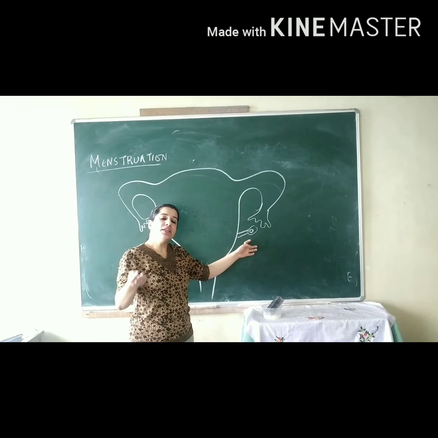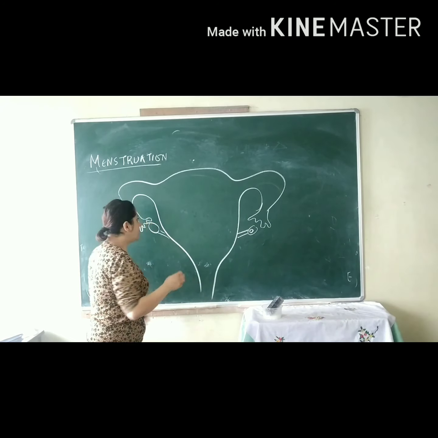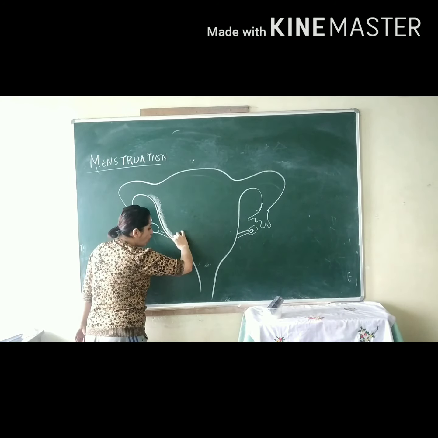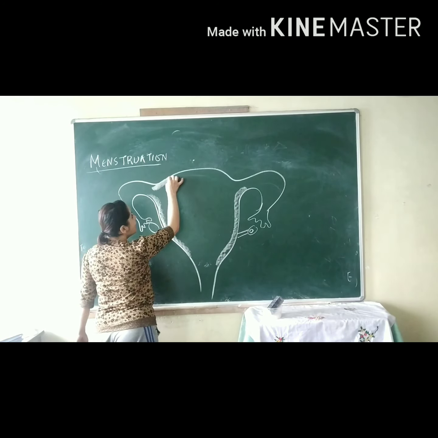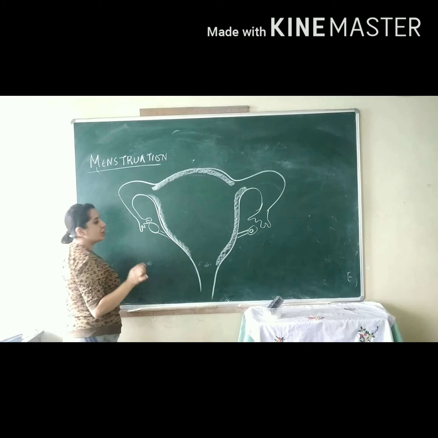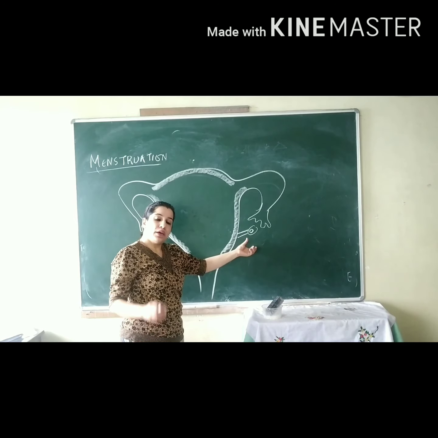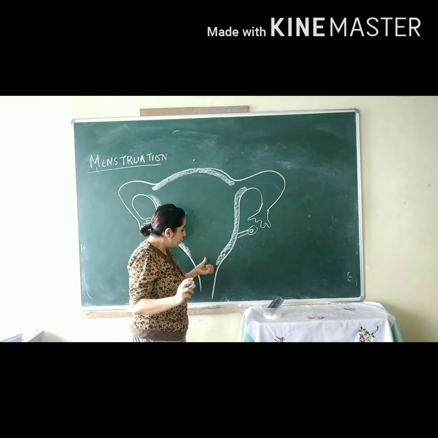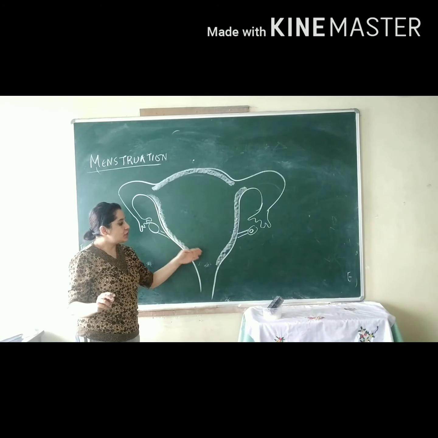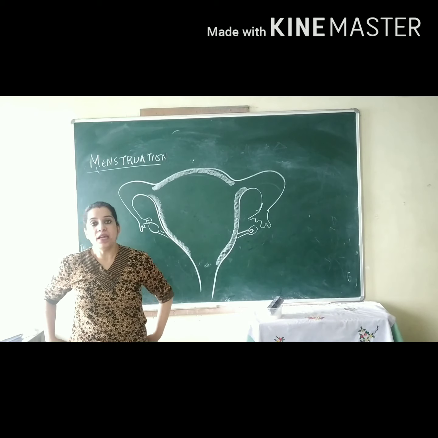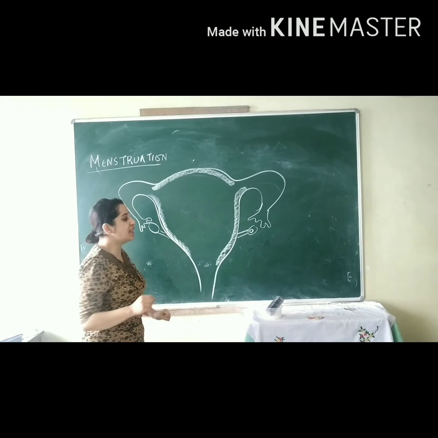So once the egg starts developing in the ovary, the uterine wall, or the wall of the uterus, starts becoming thick. Okay, and it receives blood, a huge number of blood vessels. As the egg develops inside the ovary, the uterine wall becomes thick, and then it receives a huge number of blood vessels. The uterus is preparing itself to receive the fertilized egg.